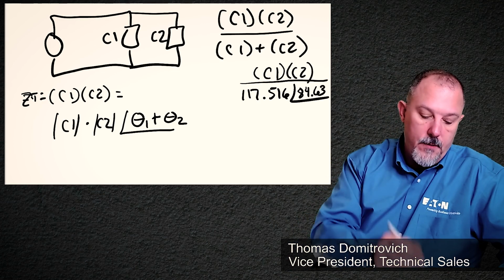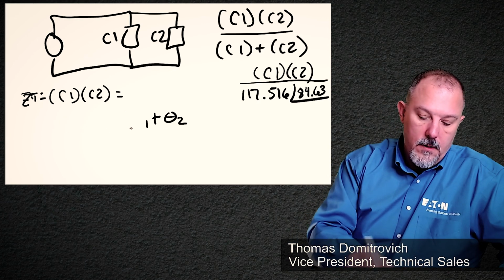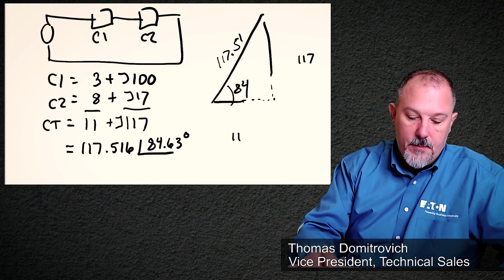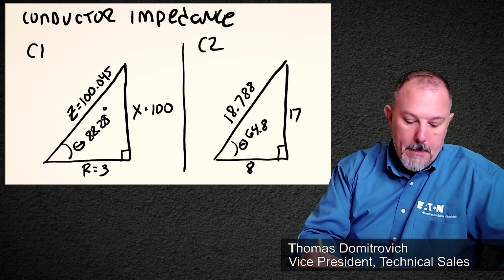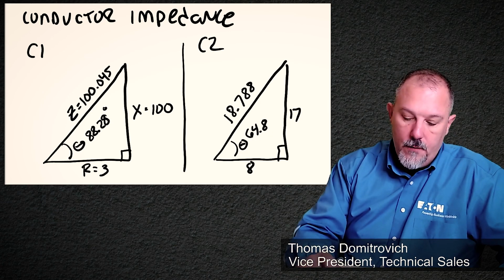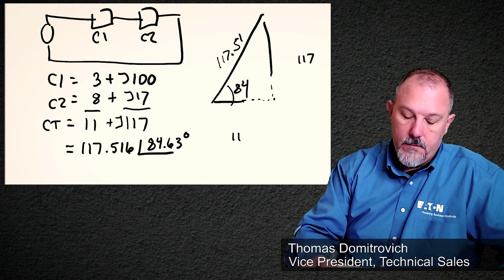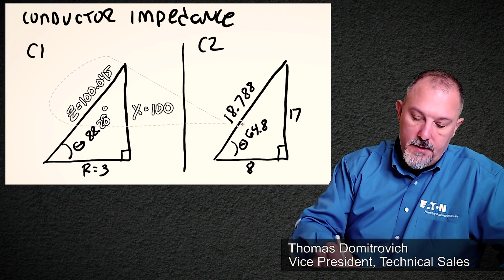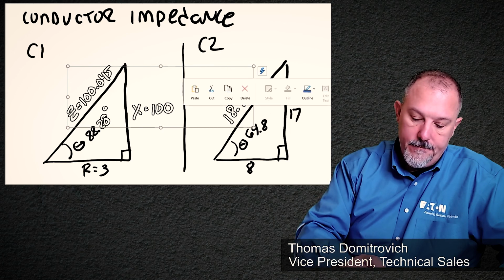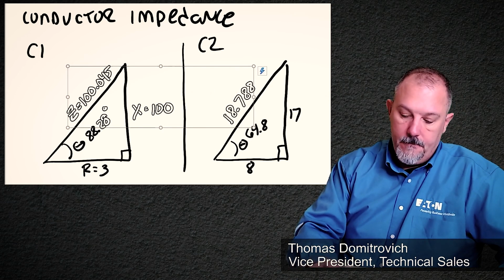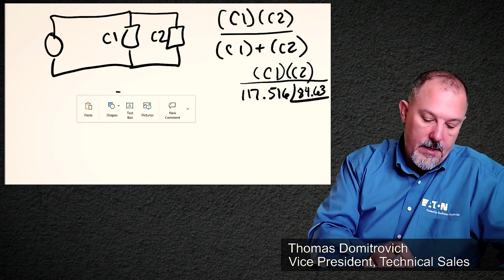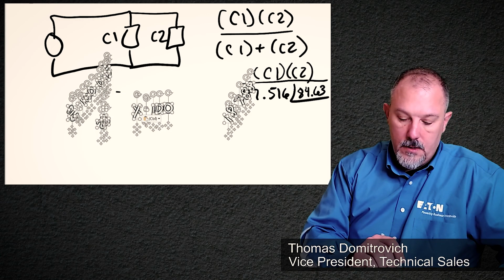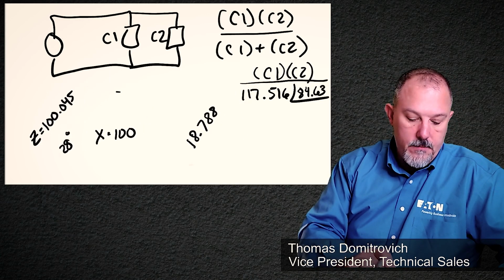So let's do that. C1 times C2. So let's do it up here. All right, so 100.045. I'm going to grab this. Copy. Paste. See if I can move it down.